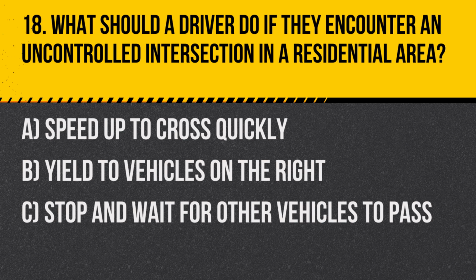Question 18. What should a driver do if they encounter an uncontrolled intersection in a residential area? A. Speed up to cross quickly. B. Yield to vehicles on the right. C. Stop and wait for other vehicles to pass. Answer: B. Yield to vehicles on the right. This is the standard rule for uncontrolled intersections.